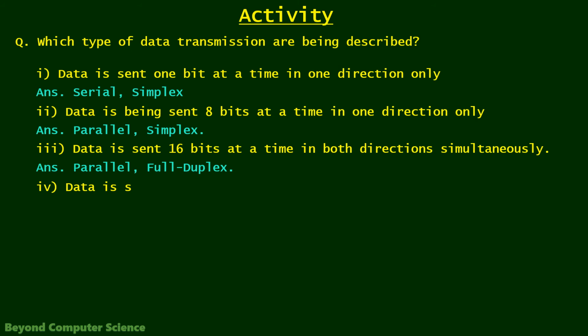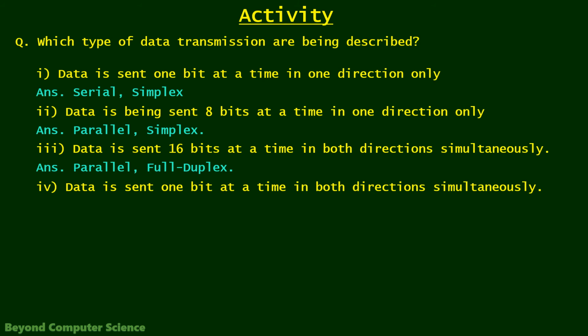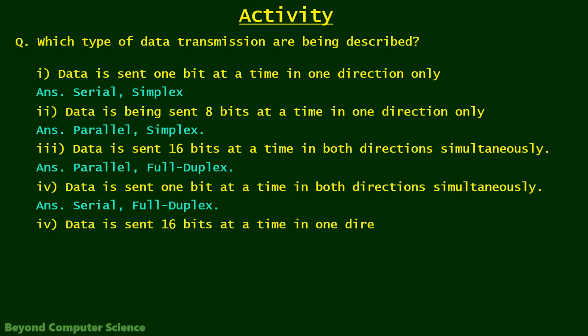Okay, fourth is, data is sent one bit at a time in both directions simultaneously. So one bit at a time means serial, and in both directions simultaneously means full duplex. Next is, data is sent 16 bits at a time in one direction only. Okay, 16 bits, more than 1 bit, means parallel, and one direction only means simplex.